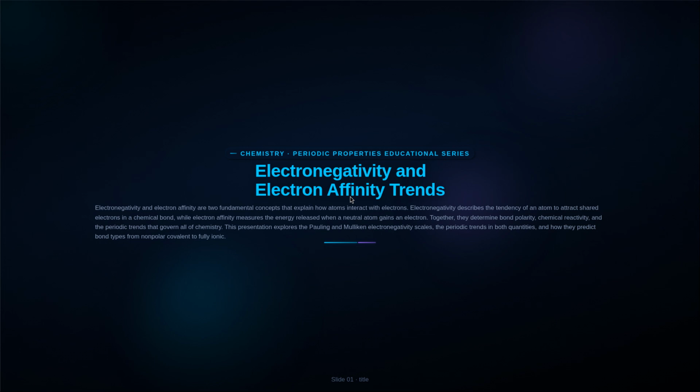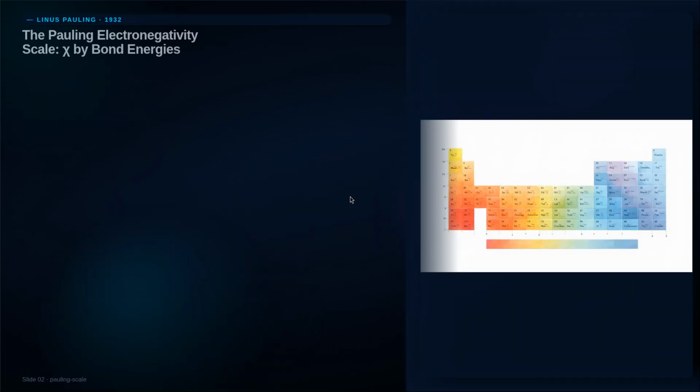Discovered through the pioneering work of Mendeleev and Moseley, these trends allow us to understand and predict chemical bonding, reactivity, and the very structure of matter itself.